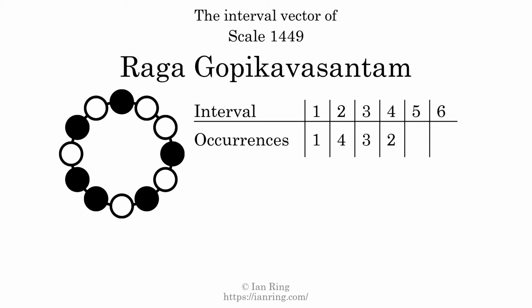There are 2 intervals with a size of 4 semitones. They are here, and here. There are 5 intervals with a size of 5 semitones. They are here, here, here, here, and here. There are no intervals with a size of 6 semitones. Each interval appears in this scale a unique number of times. This is rare, and we call this a deep scale.